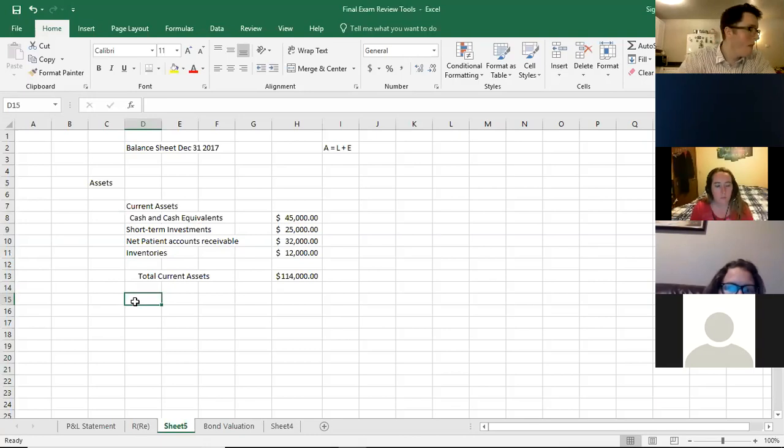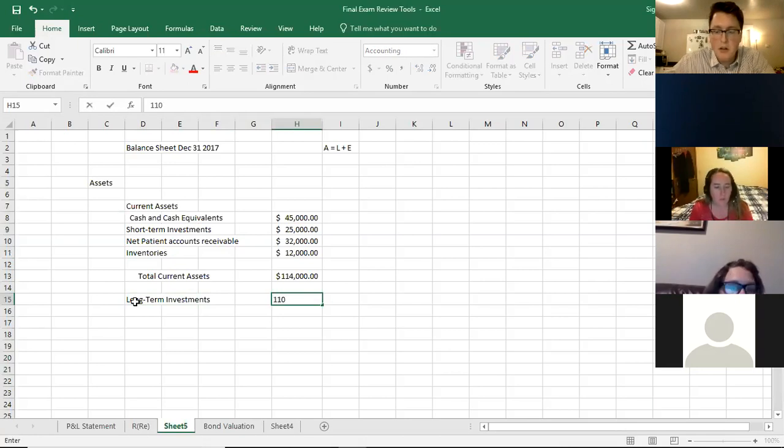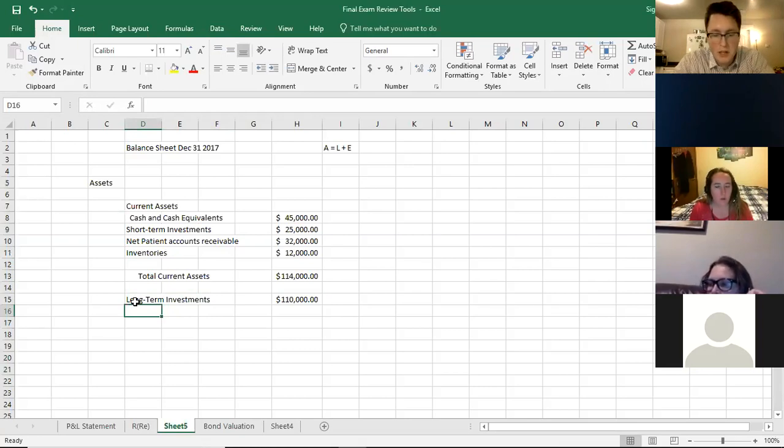Next, we'll have any long-term investments listed. So let's say that I've got quite a bit of money invested in long-term investments. I put a lot of my cash in that, so I've got 110,000 invested in long-term investments. Because I don't need it for this moment. We're planning to expand in like 10 years, but until then, I just want this money to make me money. That's my long-term investment.